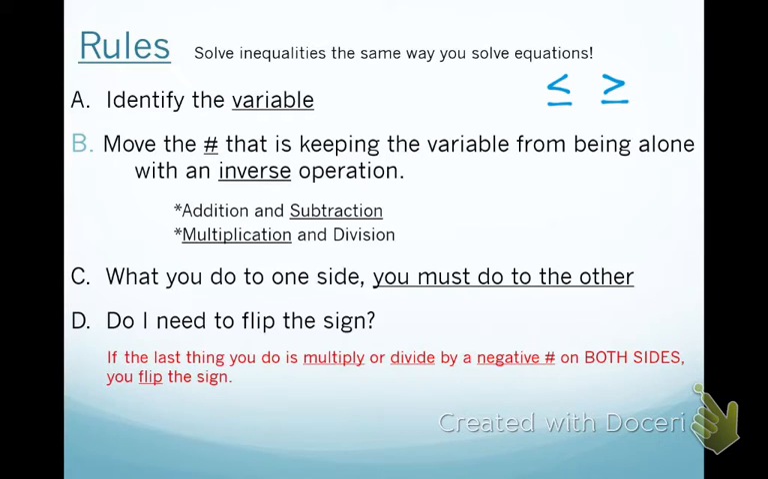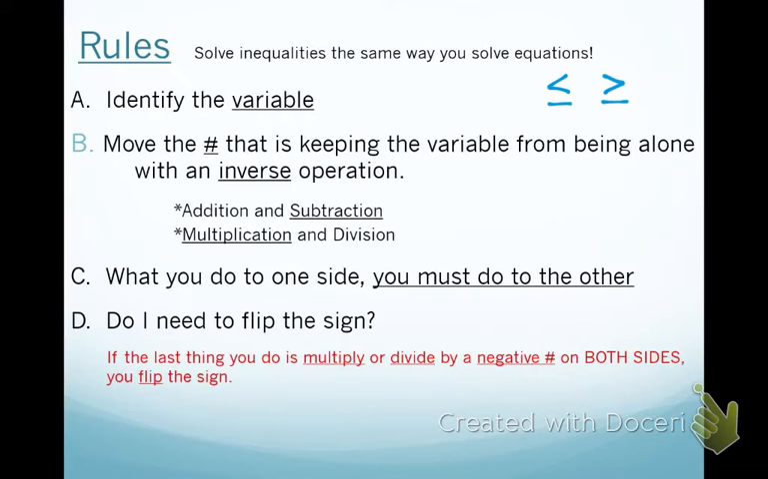First things first, you have to identify the variable. Class, what is a variable? It's a letter. Very good. Then you're going to move the number that's keeping the variable from being alone with an inverse operation. Class, what does inverse mean? Opposite. Very good. So what's the opposite of addition? Subtraction. And what's the opposite of multiplication? Division. Very good. Remember the same rule we did before. What you do to one side, you must do to the other.